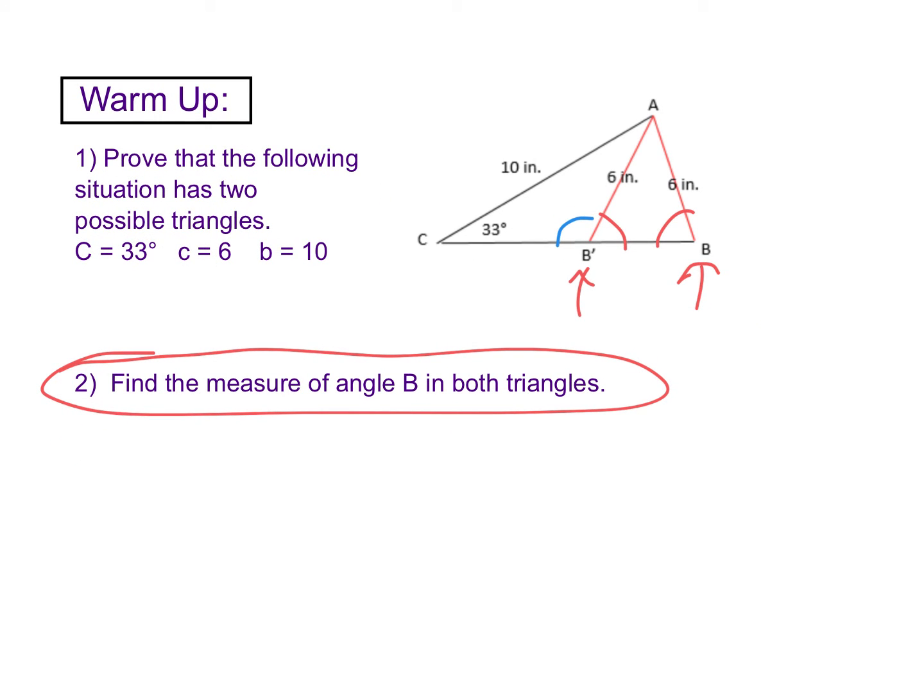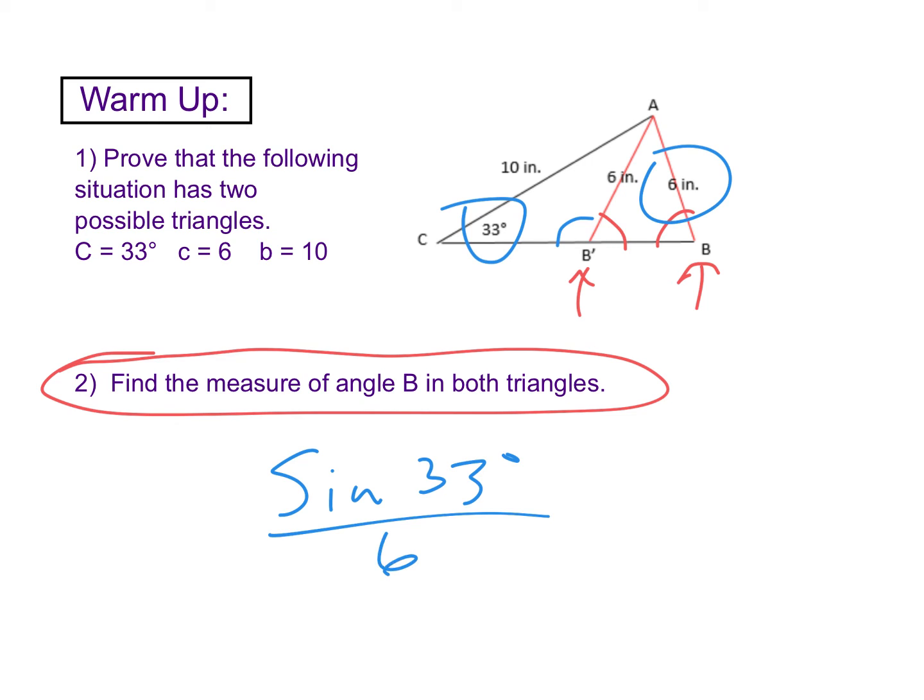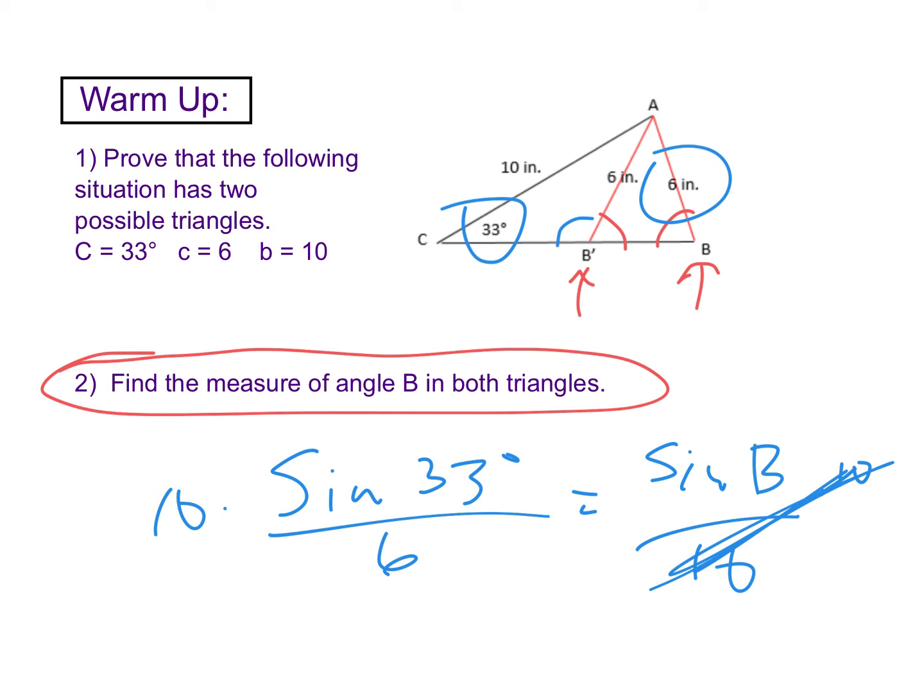Well, I would just think maybe you'd use law of sines because I've got angles and a side across from them. Here's an angle, here's a side across from it, so I go sine 33 over 6 is equal to sine of B, whichever one it is, over 10. Then I multiply by 10 on both sides. And then I'd have 10 over 6.